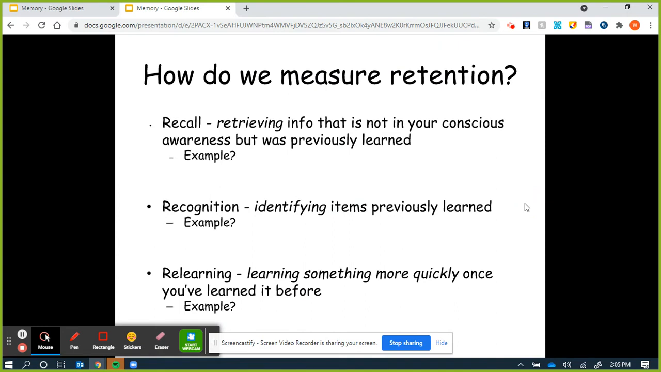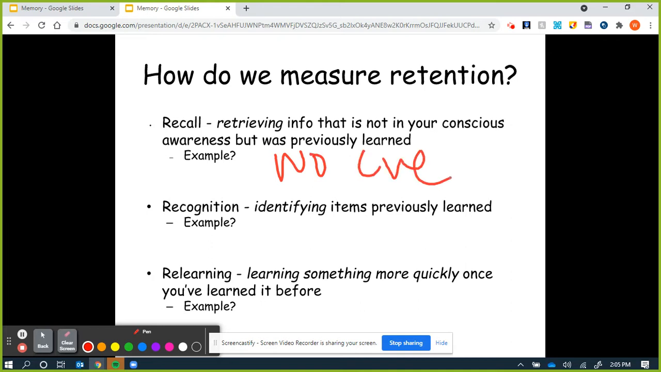A couple of important terms that they do like to put on FRQs. Recall. How do we measure retention? How do we measure how much we have remembered? Recall is the process of just retrieving something out of your memory that is not currently in your conscious awareness. An example of a recall task, you might, but not necessarily, have a cue. An example of a recall task would be an FRQ. So recall is literally just pulling the information out of your memory.